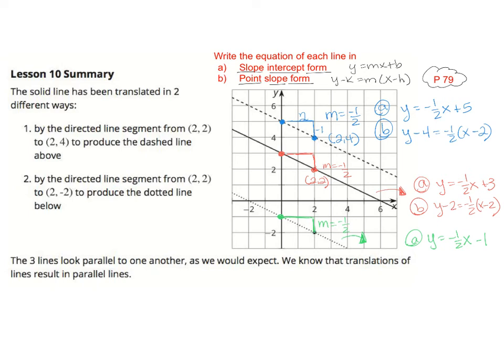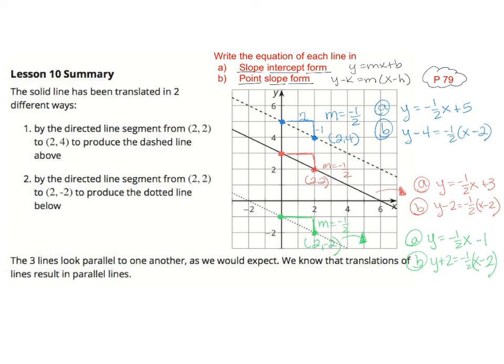Any point will do. Let's use the point they give me. So it looks like they give me the point 2, negative 2. So my equation in point-slope form would be y minus a negative 2, which is a double negative, so it's really y plus 2, equals negative 1/2 x minus, I forgot parentheses, negative 1/2 parentheses x minus the x-coordinate, or minus h, which is also 2.